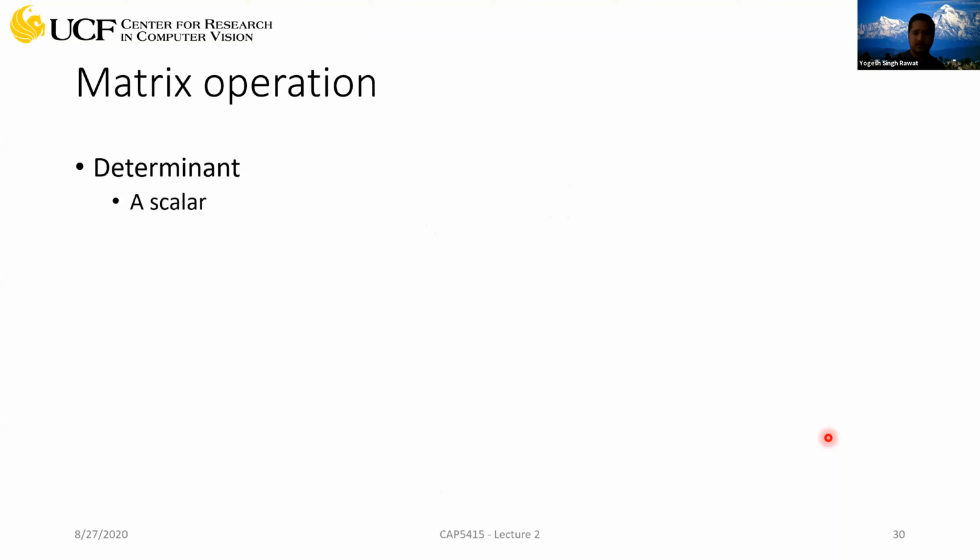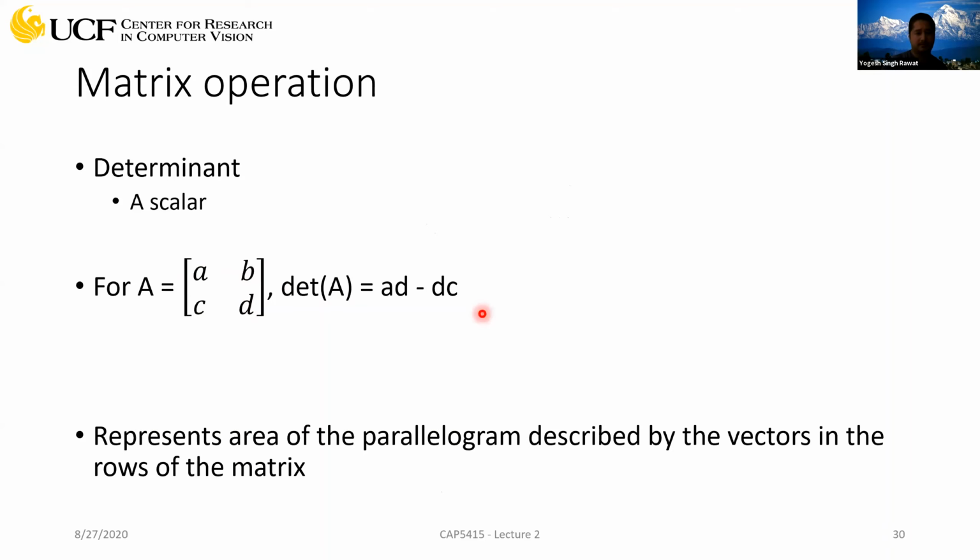The other operation is the determinant. It kind of gives you the size of the matrix, and again, it will give you a scalar. If it's a 2 cross 2 matrix, then the determinant of A is simply A multiplied by D, subtracting B cross C. So that's just the notation. And you can also compute the determinant of higher dimensional matrices.